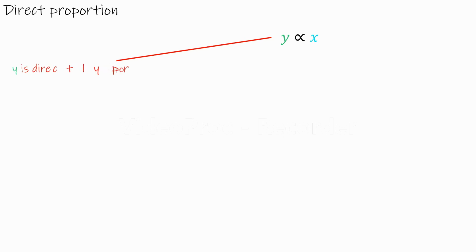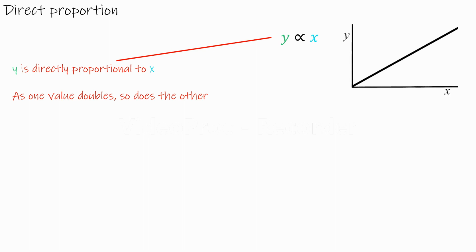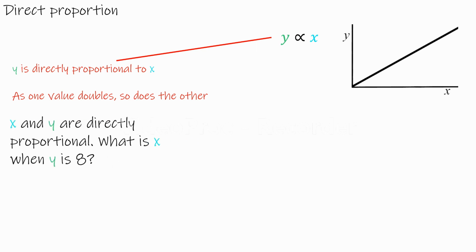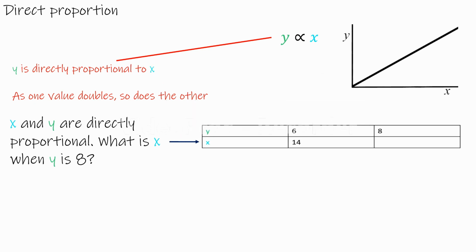Here we are told that y is directly proportional to x, and we can see this with the Greek proportion sign between y and x. Now, directly proportional means that as one value doubles, so does the other, and this can be plotted in a graph as such. The graph will be a straight line that always passes through the origin, which is point 0,0. Here is an example of a question you may receive about directly proportional.